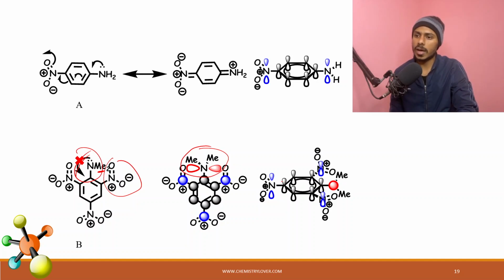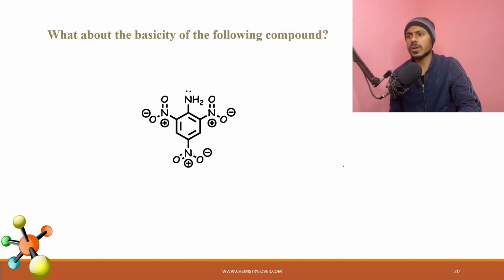So now the filled p orbital on the nitrogen atom of the NMe2 group is no longer parallel with the p orbitals of the aromatic ring, or with the nitro group's p orbital. In fact, it is perpendicular, and that's why delocalization cannot take place, because being parallel is the most important condition for delocalization. So no delocalization means the lone pair is readily available, and that's why it is much more basic than we expect. But what about this compound?